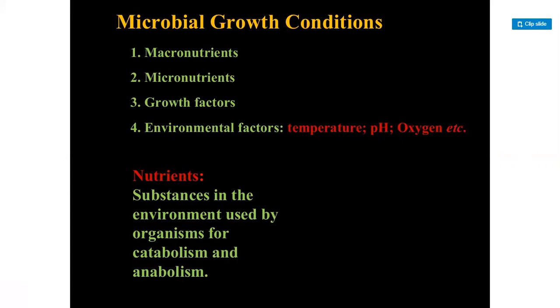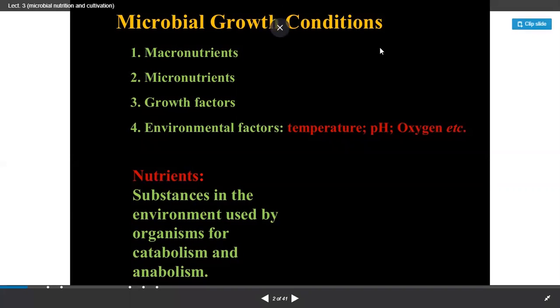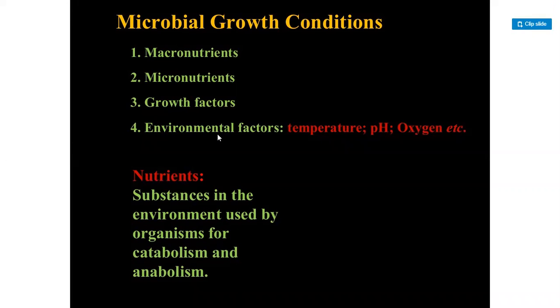Microbial nutrition means microorganisms need some nutrients for their growth and for their multiplication. So, what are the nutrients which are required for the growth of microorganisms? These nutrients include the macronutrients, micronutrients, growth factors, and environmental factors. Okay, so these are the requirements for the microbes to grow.